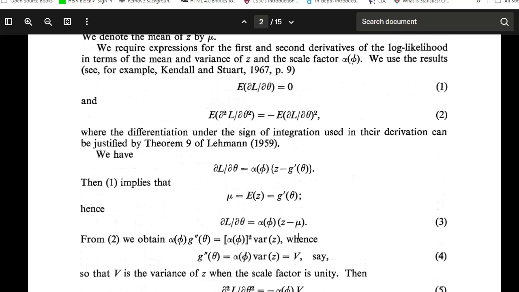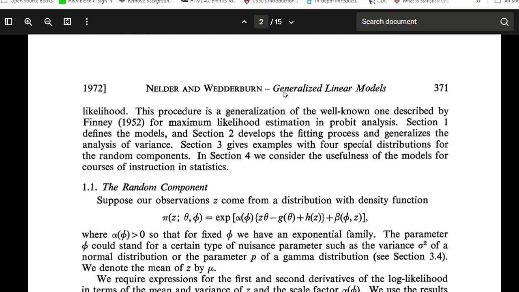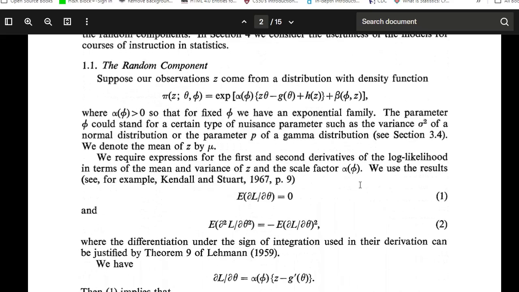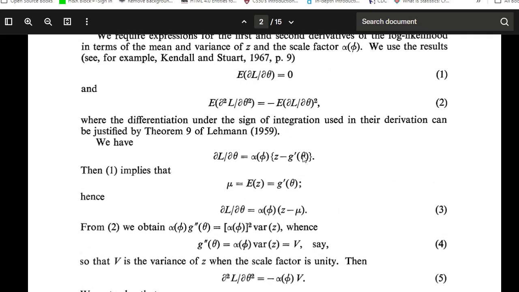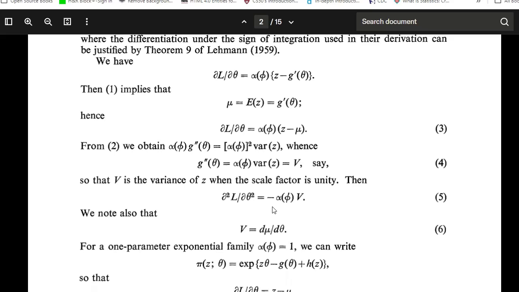All right, continuing our nerdy read-through line by line, equation by equation of this foundational paper on generalized linear models, which I'll include the link to this paper and the complete playlist in the description of this video.